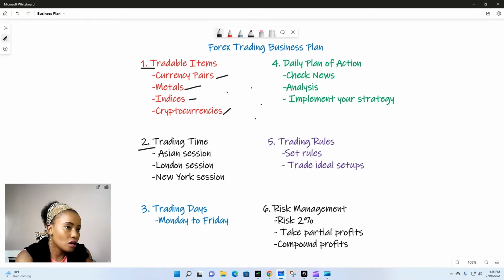So let's look at how the trading business plan is prepared. I have 6 items here that you can include in your trading plan. The tradable items, what time do you want to trade, trading days, what action do you want to take during your trading session, the trading rules that you have set, and how can you handle your risk management skills.